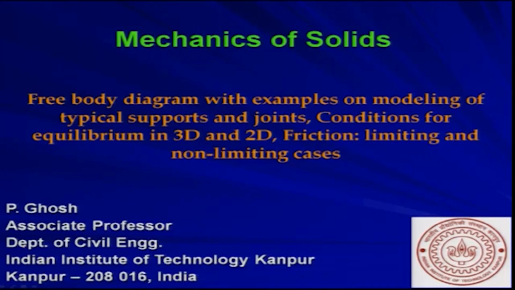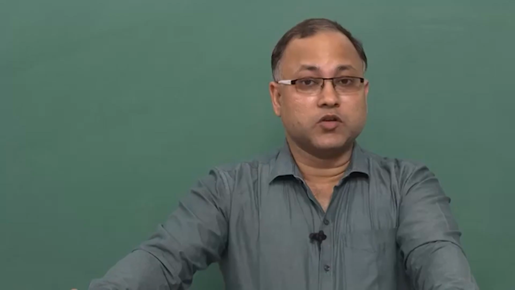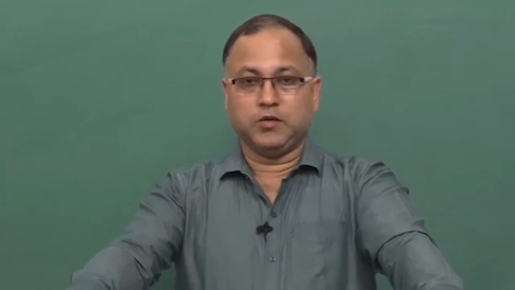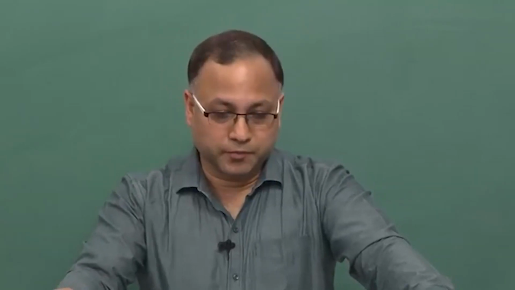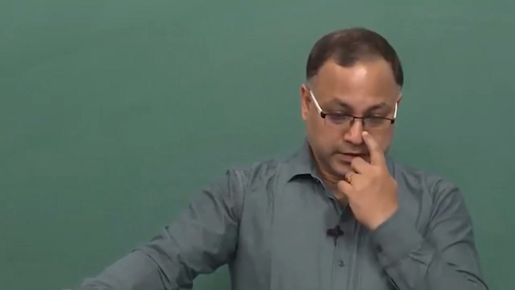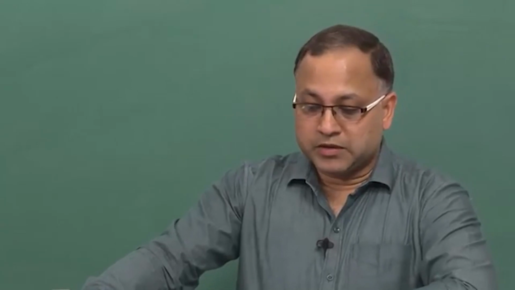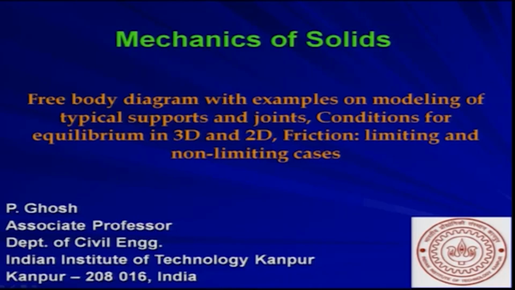Welcome back to the course Mechanics of Solids. As we have seen in the last lecture, we were talking about the equation of equilibrium and the free body diagram. So, we are basically discussing a free body diagram with examples on modeling of typical supports and joints, conditions for equilibrium in 3D and 2D, friction, limiting and non-limiting cases. These are the things we are covering in this particular chapter.